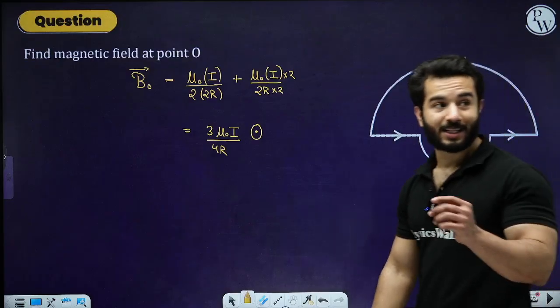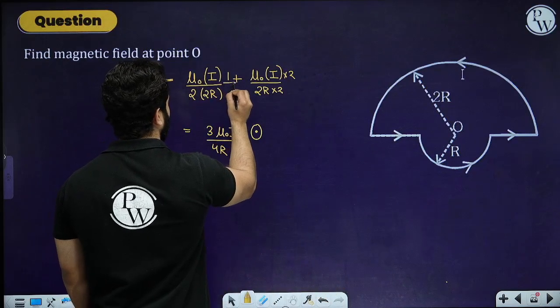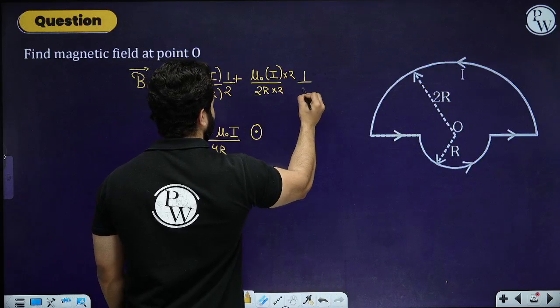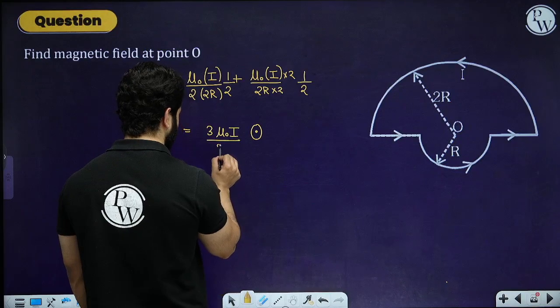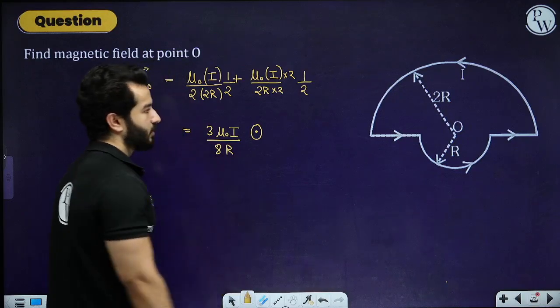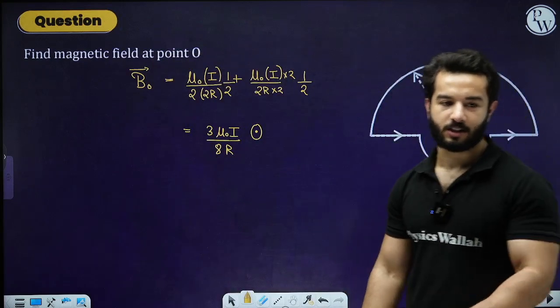That's it. Hopefully everything is clear. Acha, sorry, by the way, one mistake I've made. I'll also have to multiply a 2 over here. Why? Because this is a semicircular thing. So this will become 8. This is a semicircular loop. So mu naught I upon 4r is the formula.